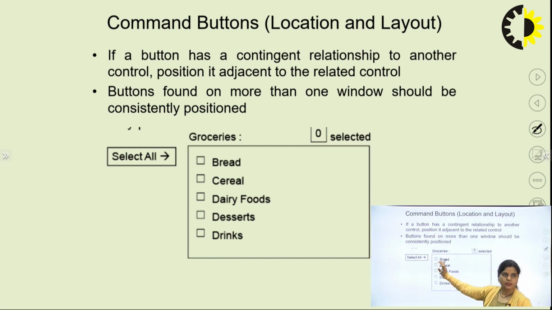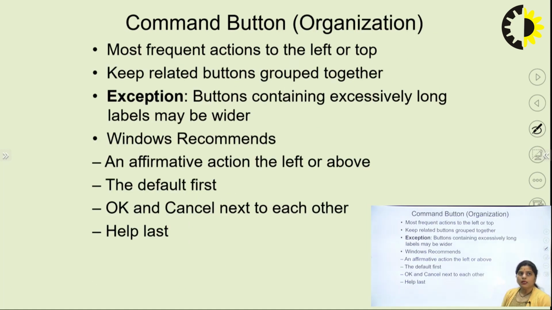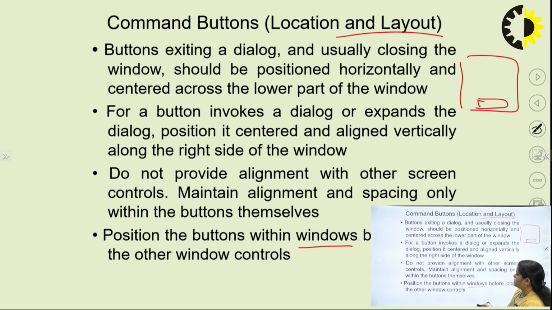So this is the simple representation of this particular kind of problem. Buttons found on one or more windows should be consistently positioned in such a way that it is feasible for the user to use. For the organization of command buttons, more frequent actions can be placed at the left or the top of the window. Keep related buttons grouped together, just like in the given example.